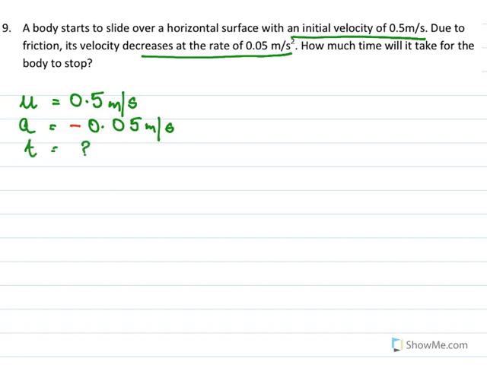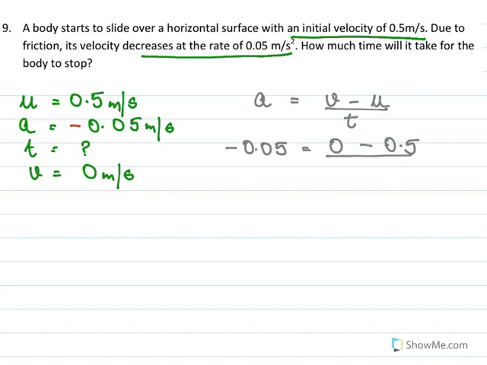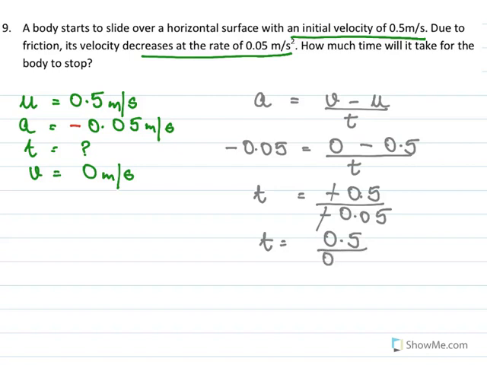How much time? So time we need to find, it will take to stop. Stop means V final equal to 0 meter per second. So formula, acceleration is V minus U over T. Here the acceleration is minus because it is retardation. We see the V is 0, initial velocity 0.5, time we do not know, so we put T here, we cross multiply, the T goes here, we have 0.5 over minus 0.05. We cancel out the negative signs and we get 0.5 over 0.05.